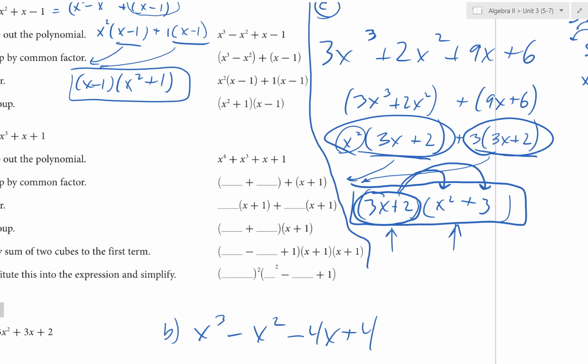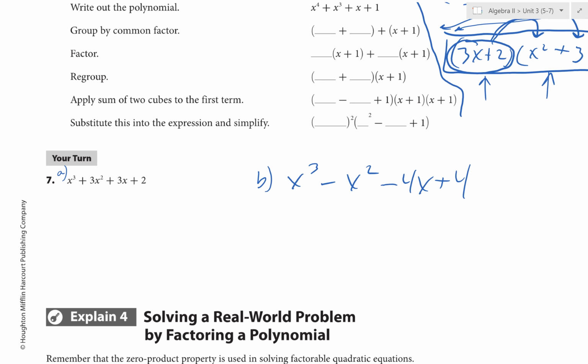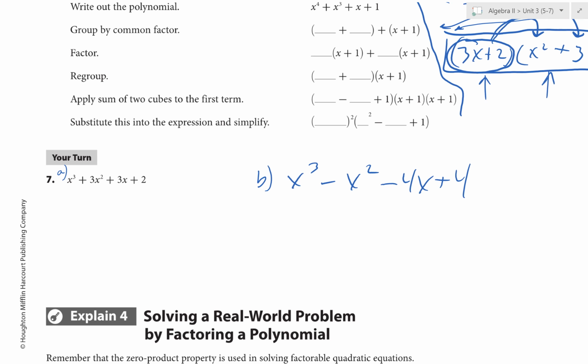Okay? Let's go to problem 7. The one that's printed in your book, go ahead and try that one as example A, and then add on example B, and try that one as well.